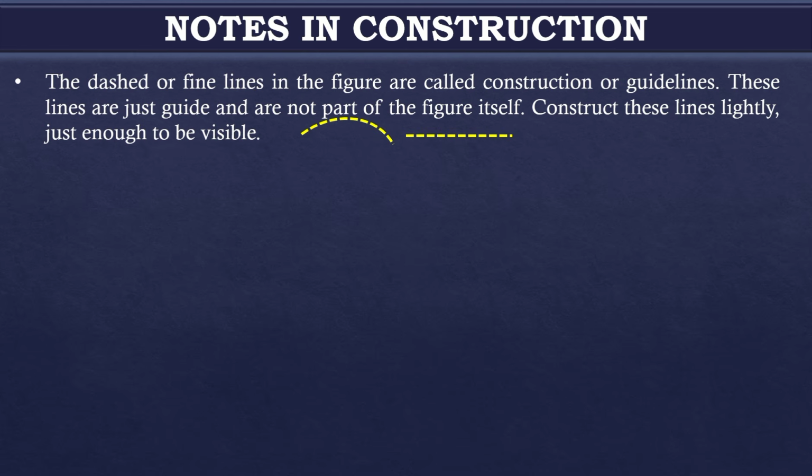So, yung dash line na nakikita natin, ayan po yung magsisilbing mark natin. So, pwede siyang kahit malabo lang, kasi parang ano lang natin yan, guide. Okay? So, yan po ang magsisilbing guide natin. Guidelines in doing our construction.